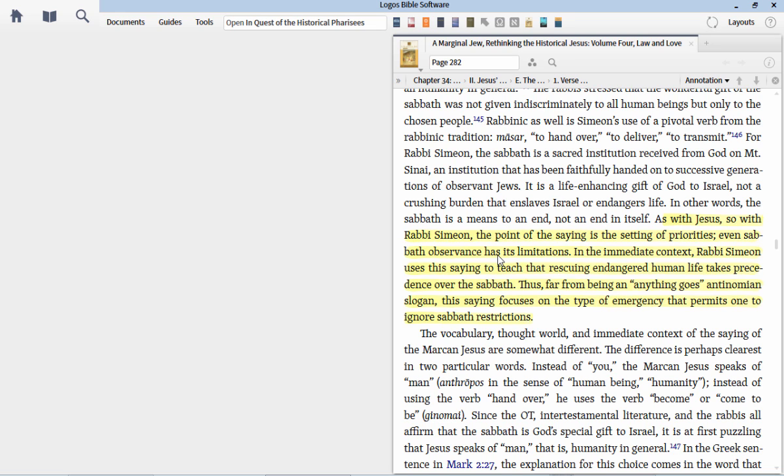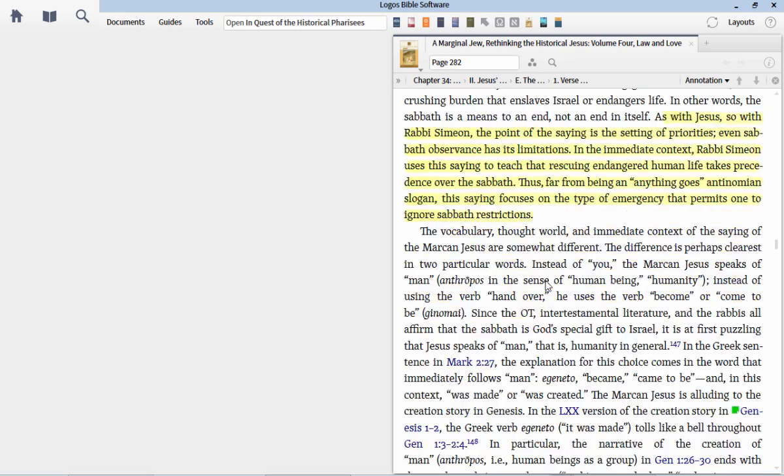Jesus is now showing you can do whatever you want on the Sabbath. No, Jesus does not teach anything goes. Antinomian means against the law. The law is cancelled. Instead, this saying of Jesus focuses on the type of emergency that permits one to ignore Sabbath restrictions. Restrictions that some Jews thought we should have on the Sabbath, which Jesus says are not necessary.